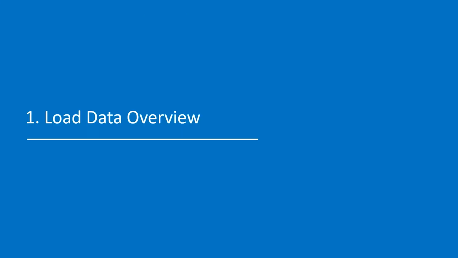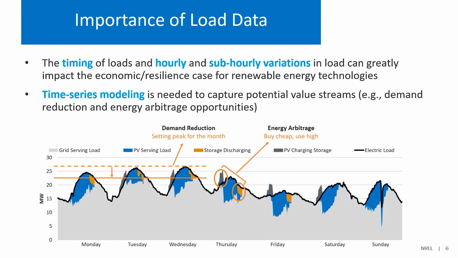The first topic we're covering is a general load data overview. The importance of load data for the REopt modeling can't be emphasized enough. REopt is a time series model that considers all time steps throughout the year, differing from models that look at more aggregated energy consumption or production values. Instead of looking just at how much energy is produced by a PV system over a year compared to how much the site consumes over the same period, we really want to dig into the specific timing of loads and resources, and the importance of having these hourly and sub-hourly variations considered, as they can really impact the economic resilience case for renewable energy technologies at a site.